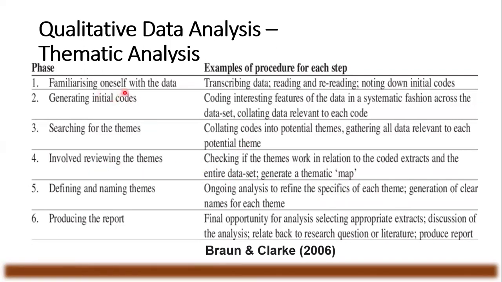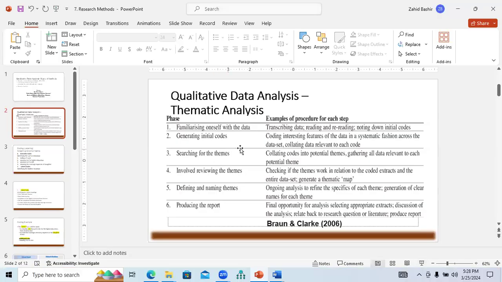So the first step is to familiarize yourself with the data. The second step is to generate initial codes. The third step is to search for themes from literature. The fourth step is to generate a thematic map in order to find out what kind of relationship may exist between the coded extracts or coded data. Then in the fifth step, you need to define and name the themes. This is a very important step.